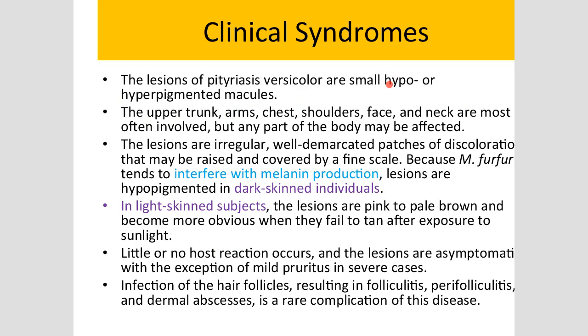Then again, lesions are usually hypopigmented in dark-skinned individuals. Again, as I said, it will be difficult, whereas in light-skinned patients, you will see they appear pink or pale brown. And they obviously become obvious when they fail to tan on exposure to sunlight. So these are some of the issues that we normally see in terms of the same microorganism, Malassezia furfur, causing infections in two different sets of people who have a different skin color.